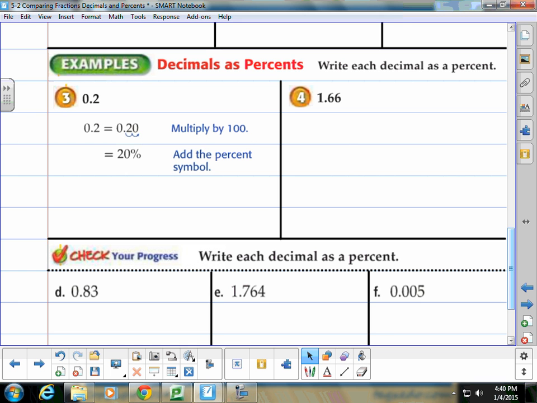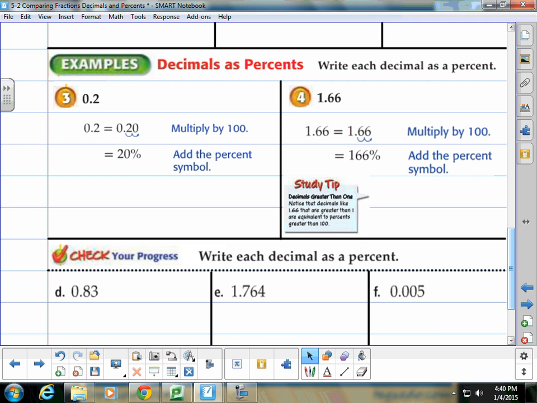Same thing on number 4 here. We're going to multiply by 100, moving it 2 places to the right, adding the percent symbol when we get there. Hopefully we should remember, obviously decimals that are greater than 1 are going to be more than 100%, okay? Because 1 is equal to 100%, 100 out of 100.